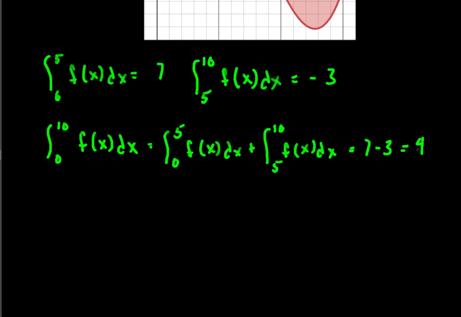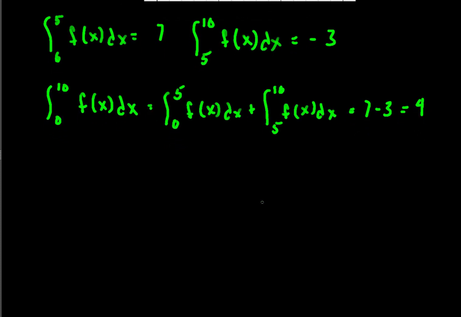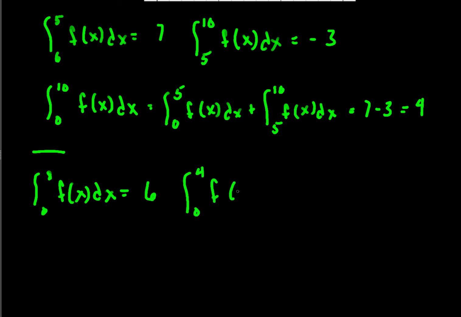Another application would be, let's look at this one. So the integral maybe from 0 to 8 of f with respect to x is equal to 6, and the integral from 0 to 4 of f of x dx is equal to, say, 3. And maybe we want to know what is the integral from 4 to 8 of f of x with respect to x. Now, here I've got both 0 to 8, 0 to 4. I don't have a common lower to upper, but I can still use this additive property.